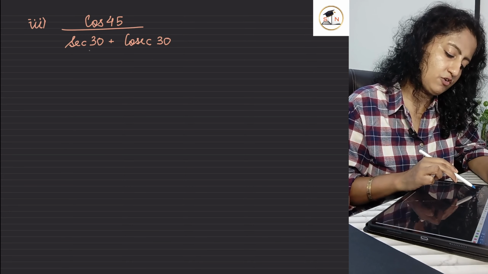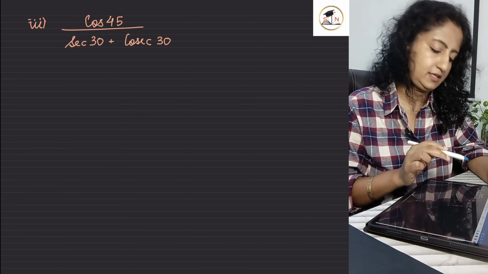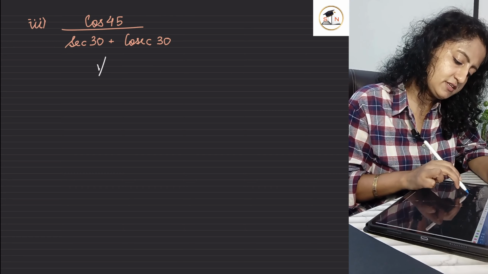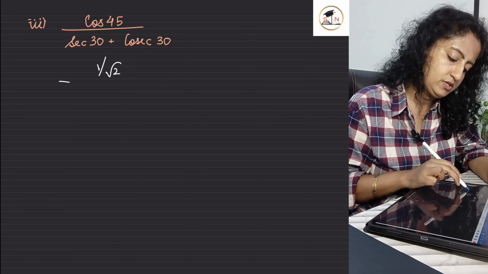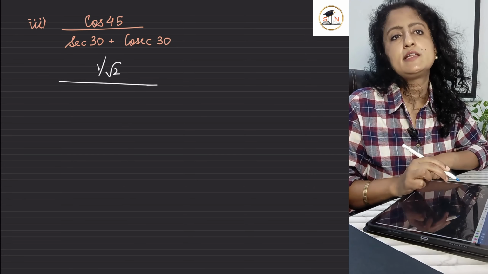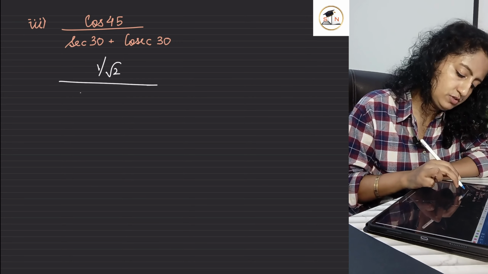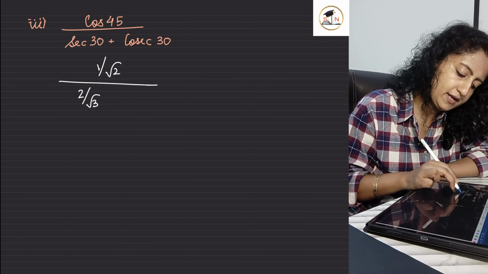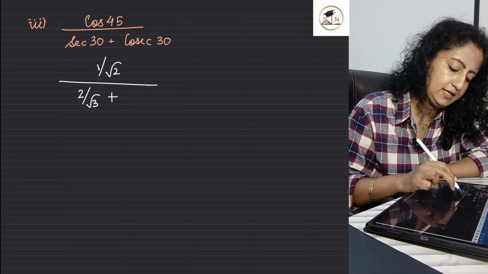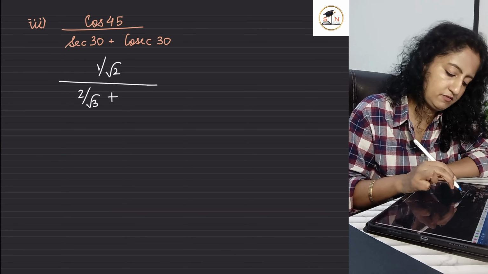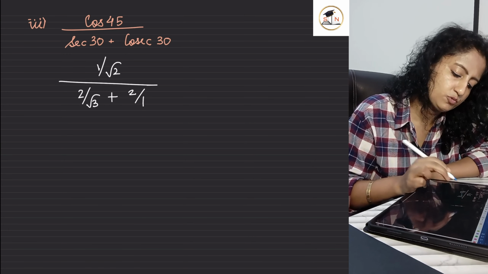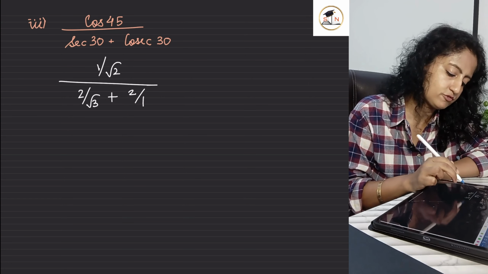Cos 45 over sec 30 plus cosec 30. Okay. Cos 45 was 1 by √2. Sec 30. Sec किसका reciprocal होता है? Cos का. So cos 30 was √3/2. Therefore, it is 2 by √3. Cosec 30. Reciprocal of sin 30, which is half. So it is 2 by 1. Now we have to solve.